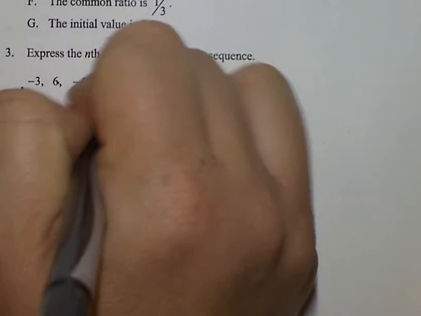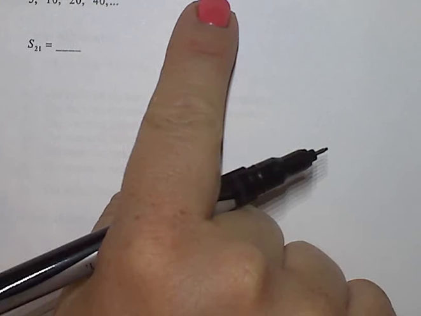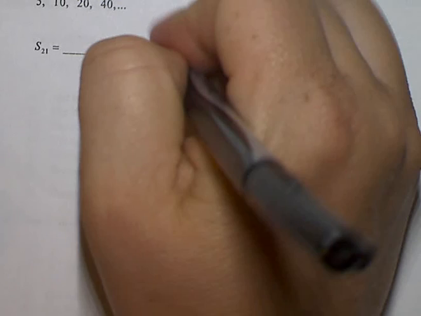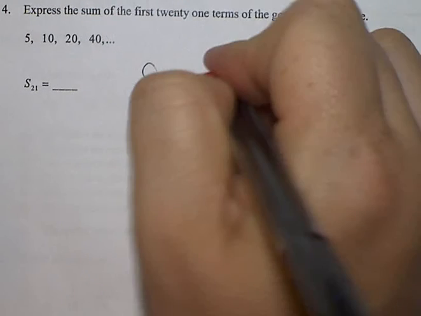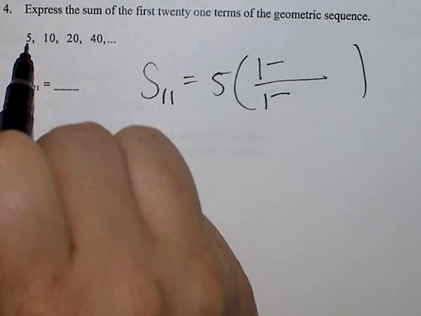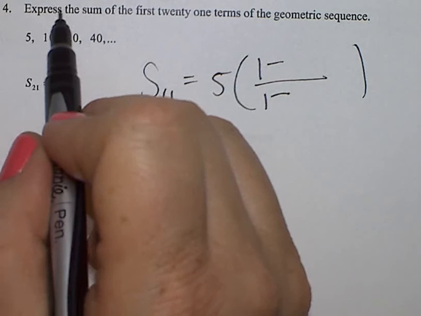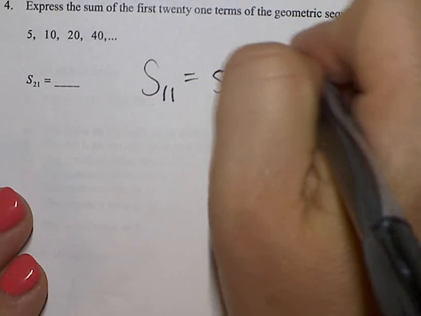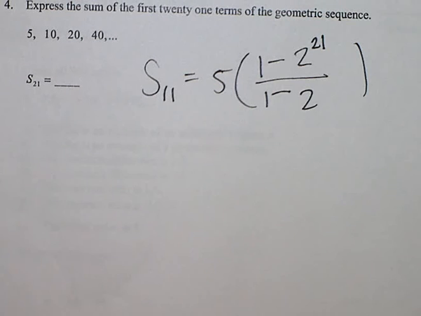Flip to the back. Express the sum of the first 21. So S of 21 equals, what's the first number in the sequence? 5. Do you have to have this memorized? Yes. 1 subtract, 1 subtract. What's the rate? How do I go from one number to the next? Okay, if you didn't know that, how do you figure it out? Second divided by first, right? So 2 raised to the 21st, right? So figure this out right now with your partner. Go ahead.